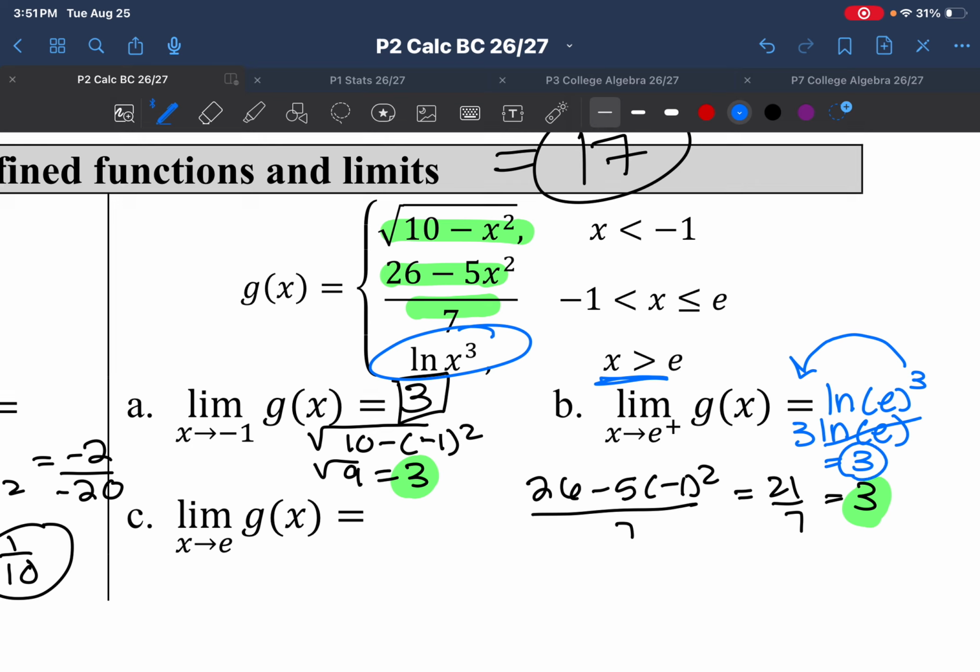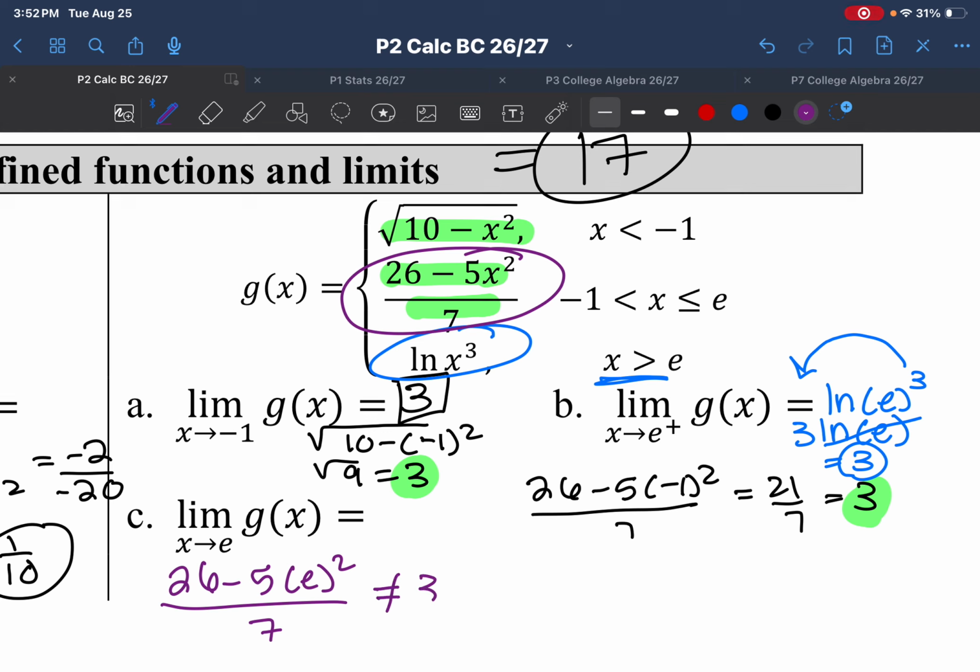And then it wants us to find the limit as x approaches e of g of x. So we already have the right side, and so now we need the left side. Okay, and the left side would be using this one. So we have 26 minus 5 times e squared over 7. Remember, e is a number. It's like 2.71, blah, blah, blah. Okay, so there's no way that this, which is a decimal, is going to end up giving us that perfect 3. So this does not equal 3.